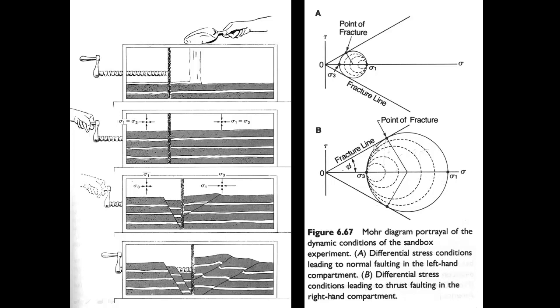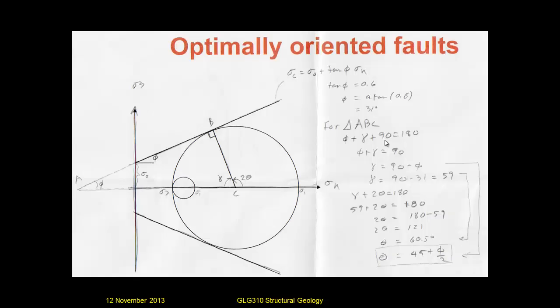And again, we hit an optimal orientation of fault that will fail. So we can draw this out. And what's useful is that there's a triangle that's defined by this intersection of the failure line with the zero shear stress line, one of the axes. And so that's point A. B is the tangent intersection between the radius of the Mohr circle and the Coulomb failure line, and C is the center of the Mohr circle.